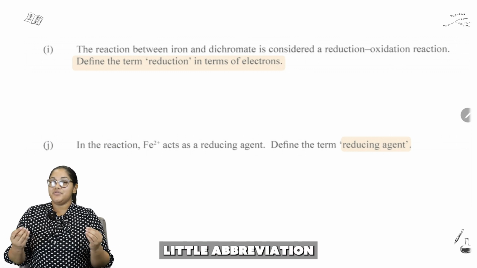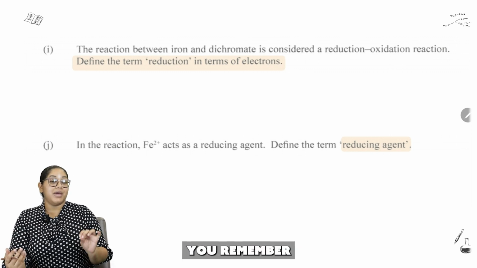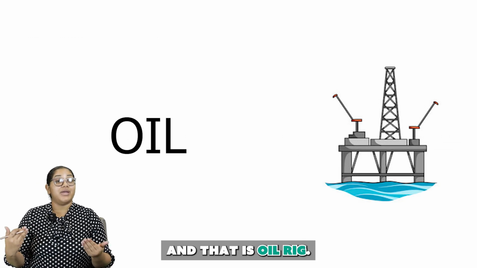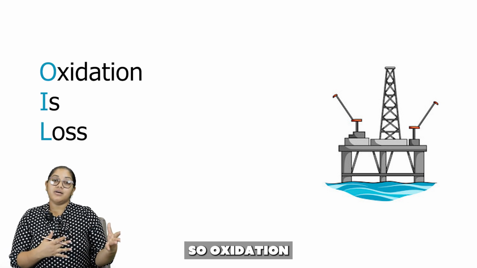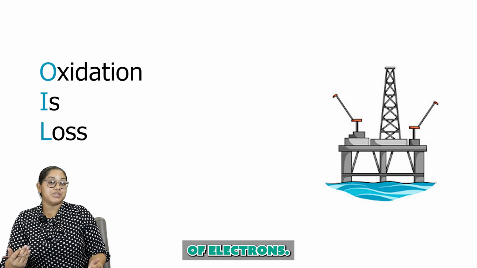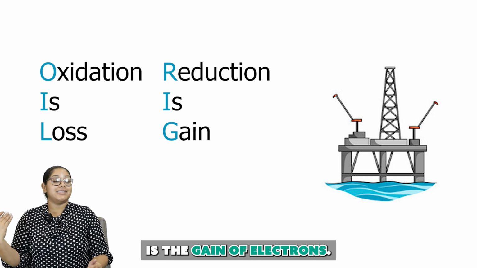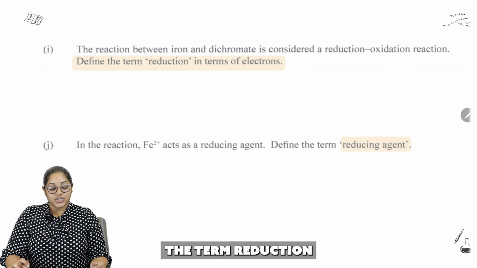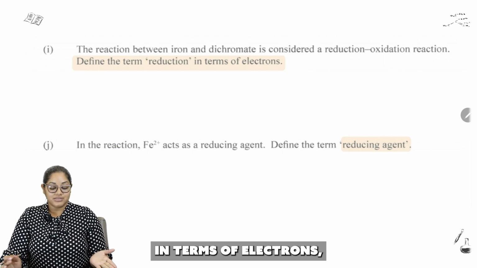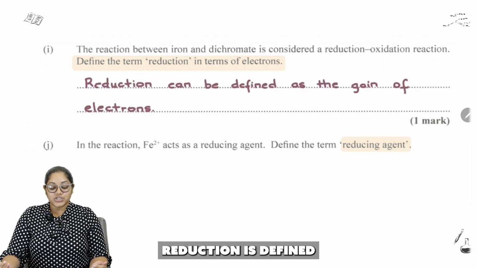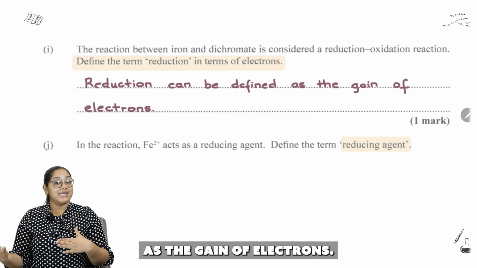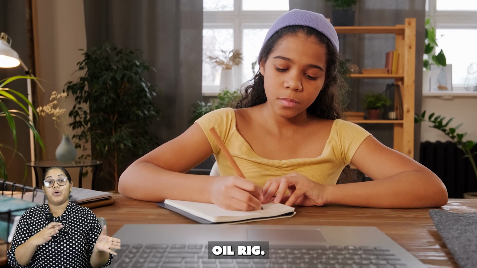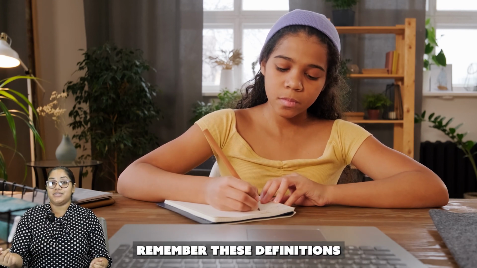Now there is a little abbreviation that you guys can use to help you remember the definition of oxidation and reduction, and that is OIL RIG. Oxidation will be the loss of electrons, reduction is the gain of electrons. So to define the term reduction in terms of electrons, we can simply say reduction is defined as the gain of electrons. So make sure to write down that little abbreviation OIL RIG to help you remember these definitions.